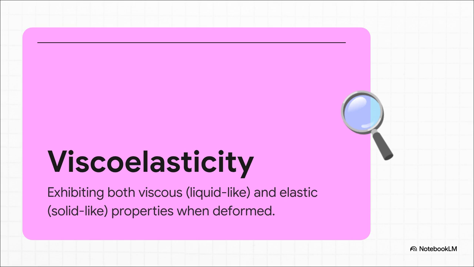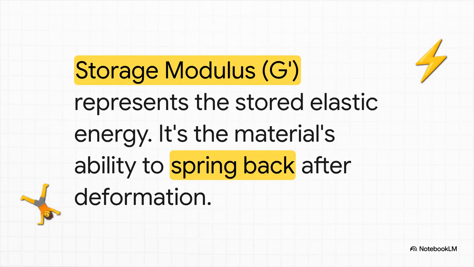When you deform it, some of that energy gets stored, like when you stretch a spring. That's its solid side wanting to snap back. But the rest of the energy just gets lost as heat, like when you stir a thick liquid. That's its viscous side. We actually measure the solid-like part with something called the storage modulus, or G'. You can think of G' as the springiness of the material. It tells you exactly how much energy it can store and then give back when you let go.